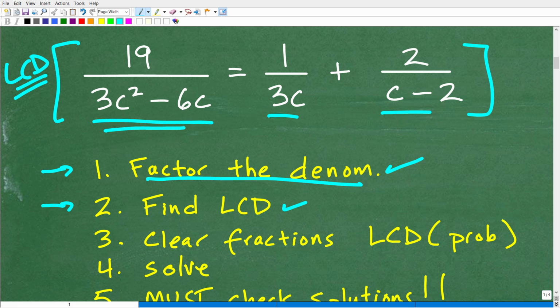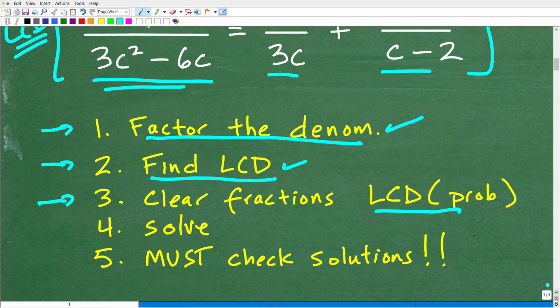Then, once we find the LCD, we are going to clear the fractions by multiplying the entire equation by the LCD. All right, so let's focus in on these steps because the remaining steps are the following. Once we clear the fractions, that is, once we multiply the LCD by this entire rational equation, we're going to have a new equation, and then we're going to solve that remaining equation. All right, now, once we solve that equation, this solution to that equation may or may not be the actual solution to the original equation.